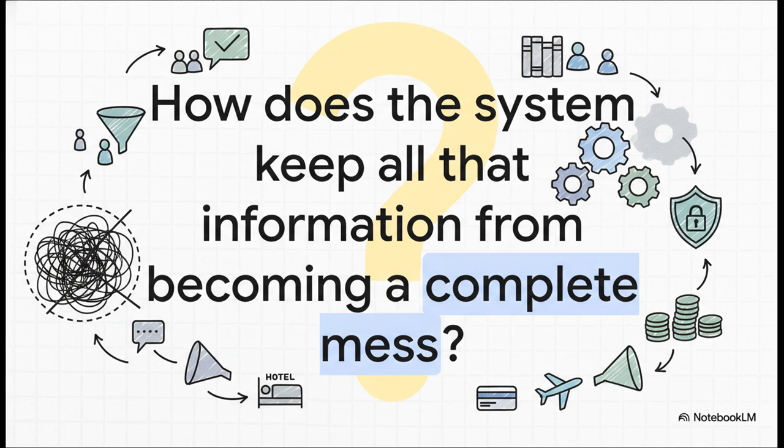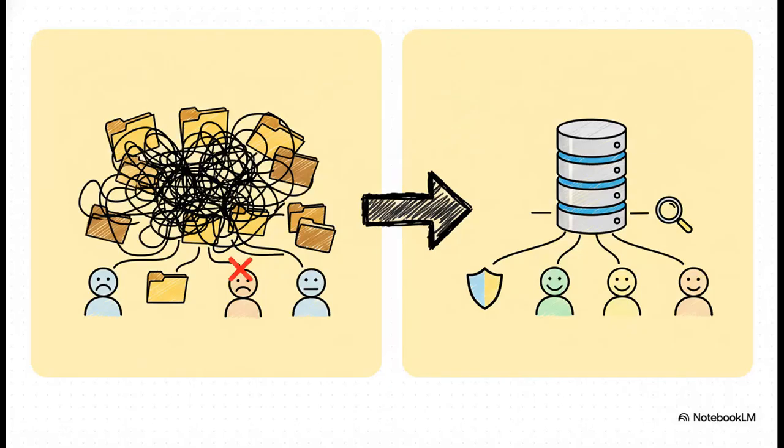So, how on earth does it all stay organized? How does it stay secure and accurate? How do we stop the whole system from just collapsing into a total mess of lost reservations and wrong bank balances? Well, to really get it, we have to look back at how things used to be.